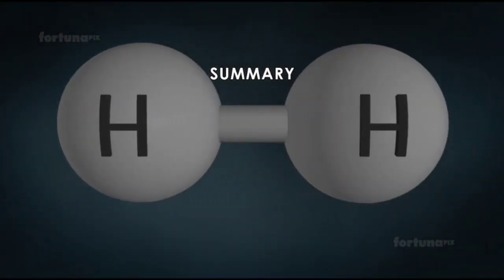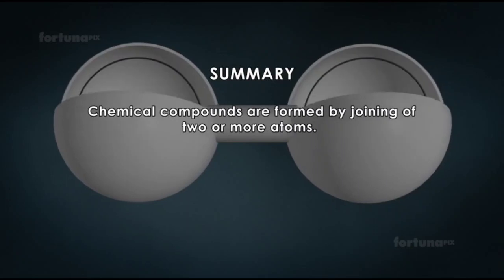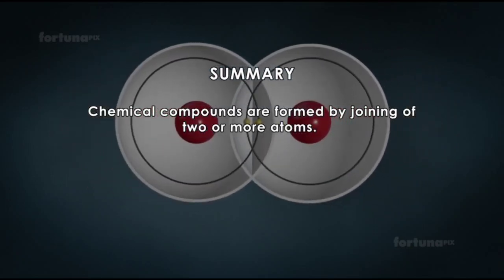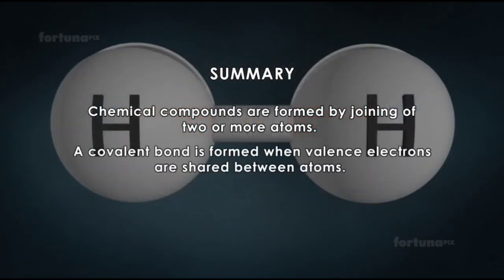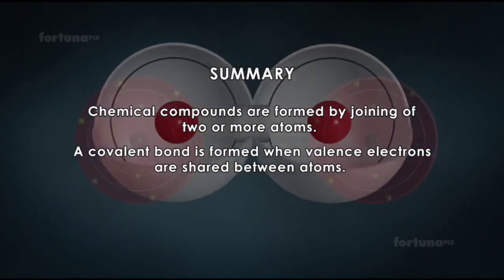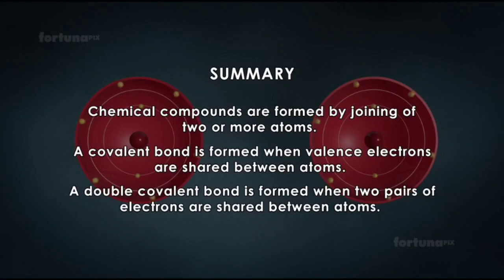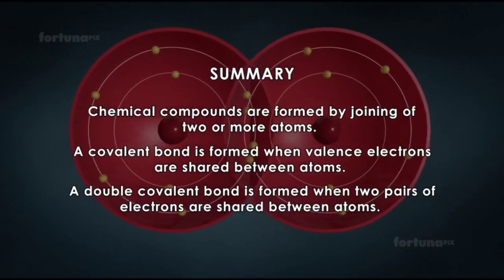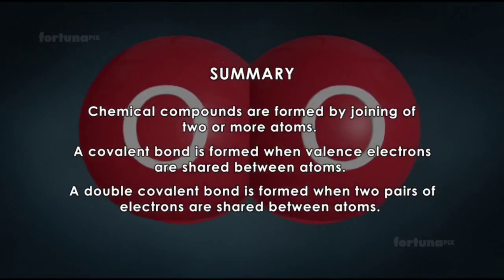Summary: chemical compounds are formed by joining of 2 or more atoms. A covalent bond is formed when valence electrons are shared between atoms. A double covalent bond is formed when 2 pairs of electrons are shared between atoms.